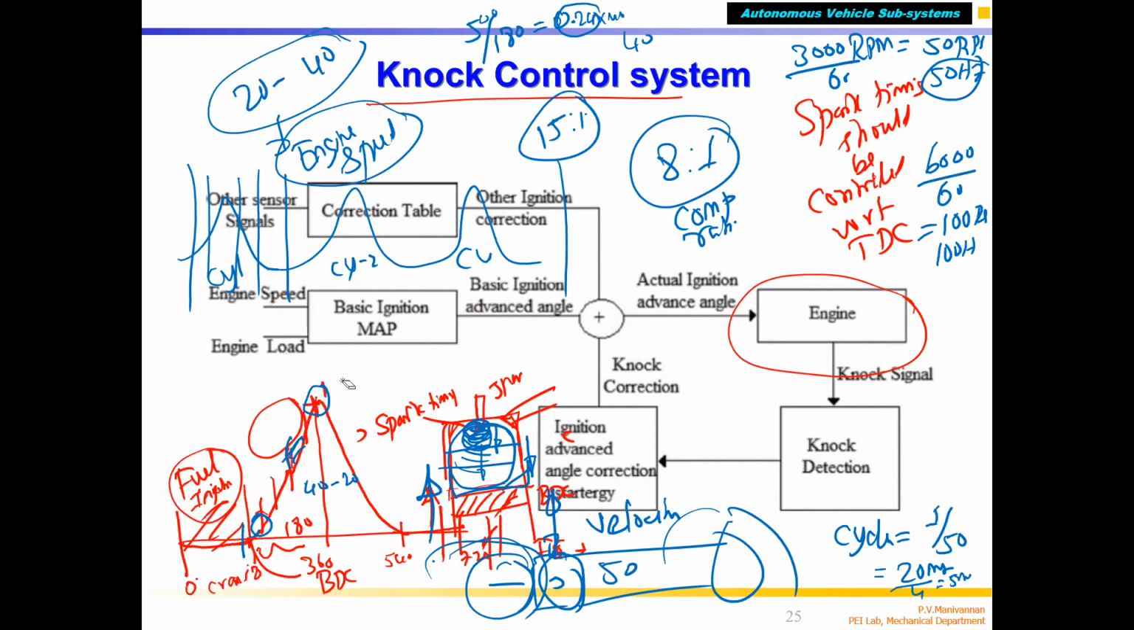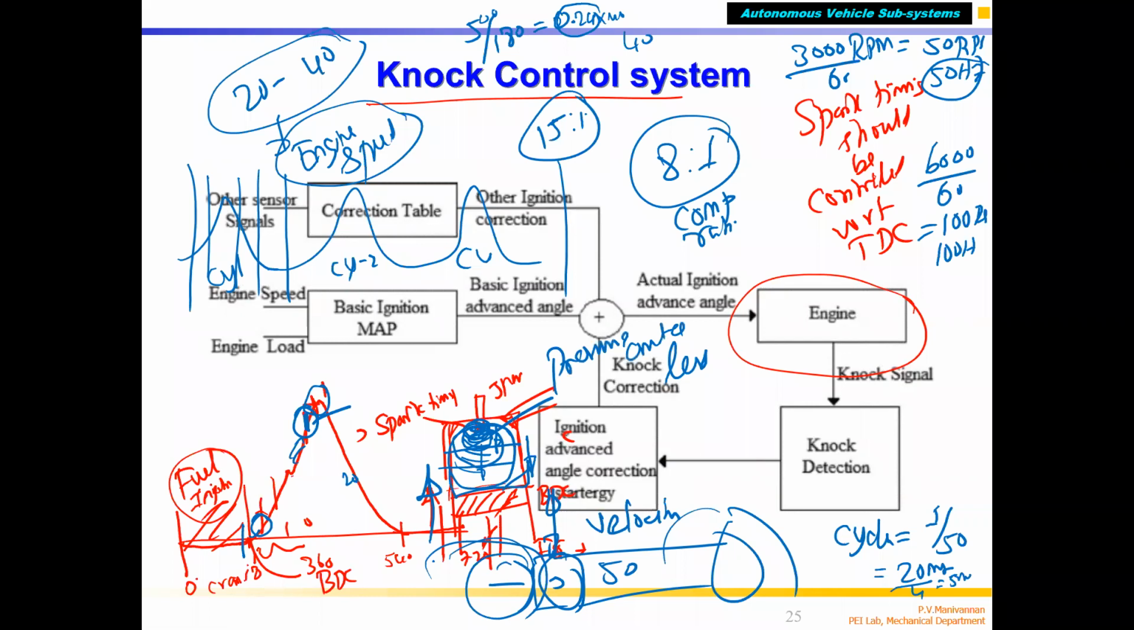So what happens is, if you give the spark very close to TDC, there is no sufficient time for the compressed fuel-air mixture to burn, correct? If the fuel-air mixture is not burned fully, the pressure created will be less. If the pressure created is less, you will not get power.